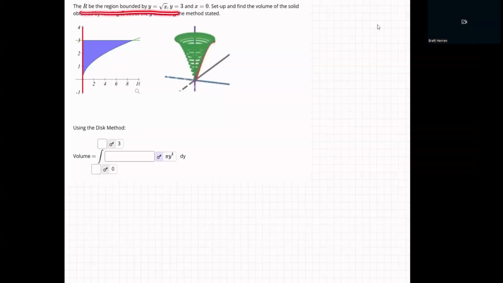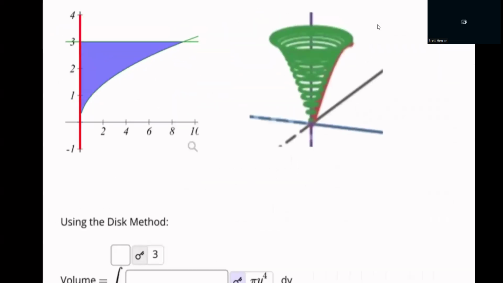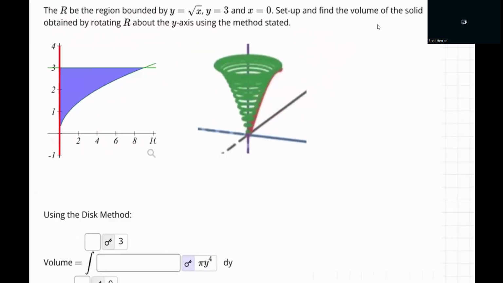Let R be the region bounded by y equals square root of x, y equals 3, and x equals 0. Set up and find the volume of the solid obtained by rotating R about the y-axis using the method stated. So they give us a graph on this one, which is nice.